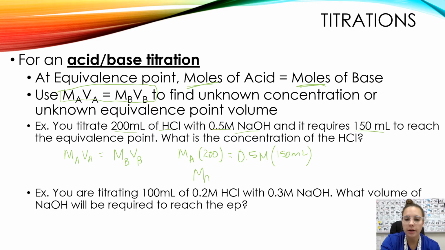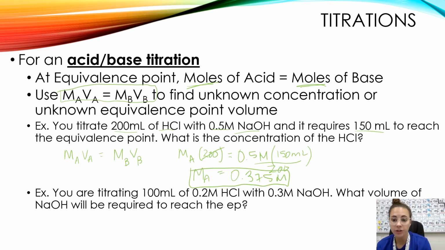So my molarity of my acid is equal to 0.5 times 150 divided by 200. And so 0.375 is my unknown molarity of my acid. And I determined that by titrating it.